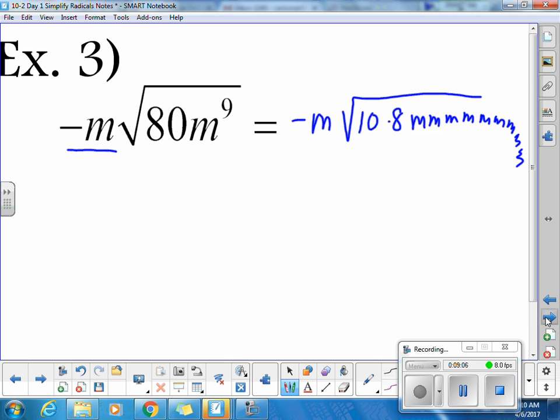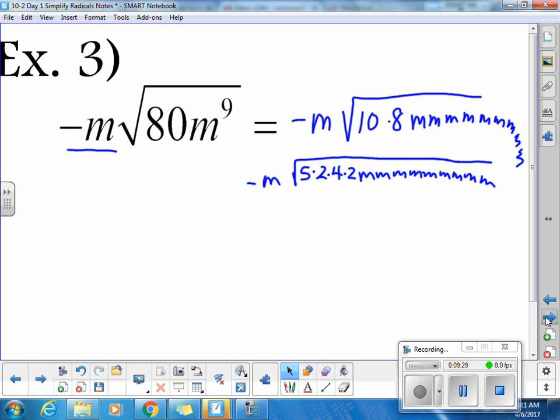Ran out of room, sorry. All right, so 10 can be broken, I'm going to leave my m out here. 10 can be broken up into 5 times 2. And 8 is 4 times 2. And then I still have my 9 m's. 1, 2, 3, 4, 5, 6, 7, 8, and 9.